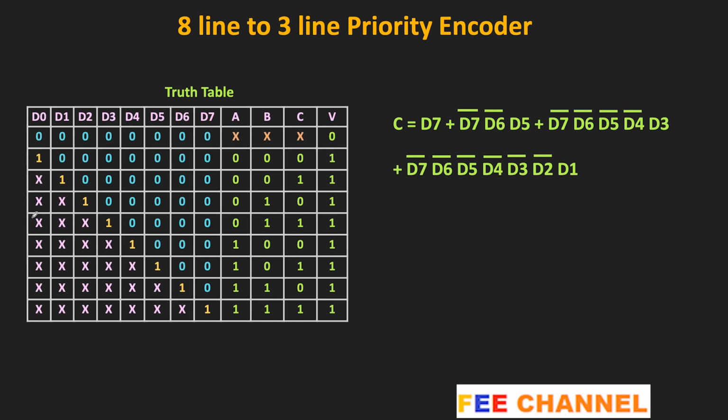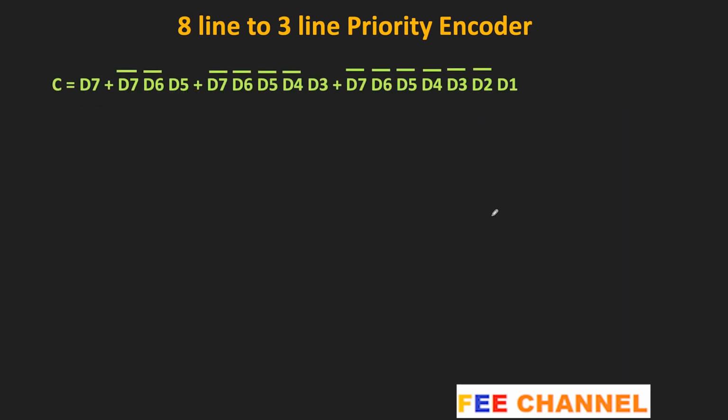And let's say, the remaining term is equal to y. So now, we will have this D7 or D6 invert, and in the bracket this D5 or D5 invert and y. So once again, using the distributive law, we can write it as this D7 or D6 invert, and in the bracket this D5 or y, which is equivalent to this D4 invert and D3 or D4 invert and D3 invert and D2 invert and D1. So this is the simplified expression of the output C.